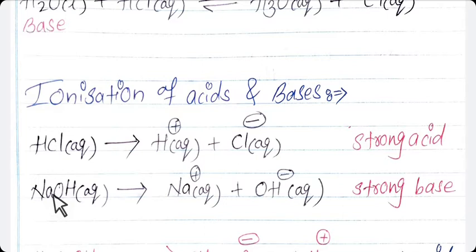See the example: HCl, aqueous, dissociates into H plus ion plus Cl minus ion. It is dissociated completely, that's why it is a strong acid. Another common example is NaOH. NaOH is a base. It is also completely dissociated into Na plus and OH minus ions. That's why it is a strong base.